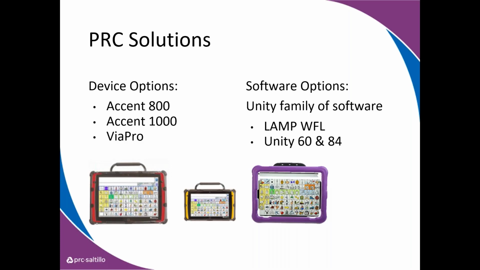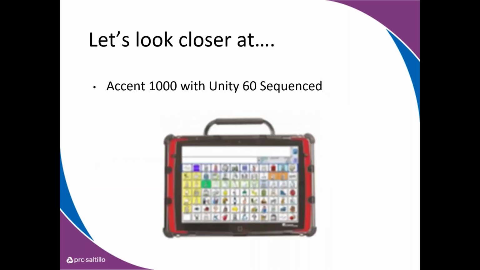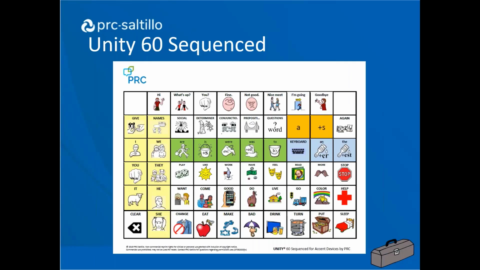So here's a closer peek at the Accent 1000 with that Unity 60 sequenced vocabulary. This was chosen because it has both that LAMP Words for Life vocabulary program on it, as well as Unity. So both of those were things that had met our needs. It seemed like a logical step forward would be to trial the Accent, because we could try both of the vocabulary programs. So the Accent 1000 is a 10-inch screen, and it has the Unity vocabulary shown here.